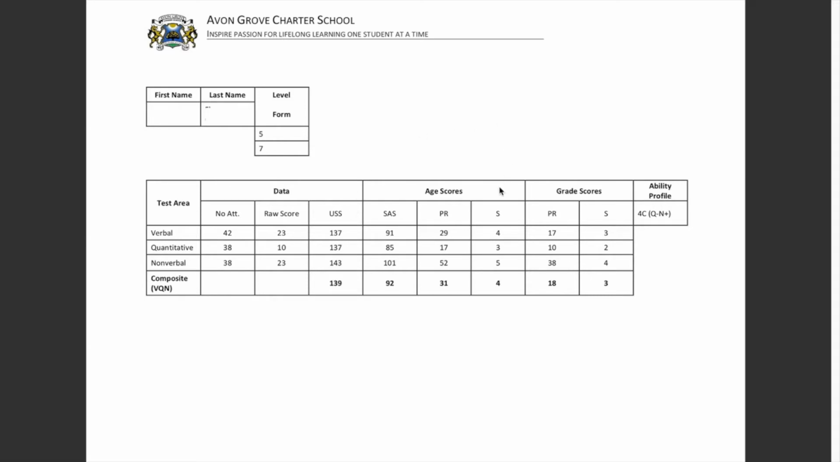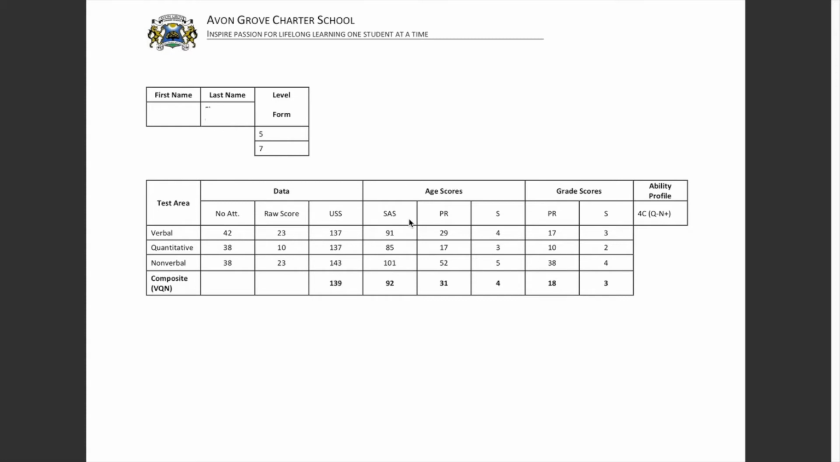The best information for parents on this data table really lies within the age and grade scores. So the first column in the age scores area is the standard age score. This standard age score is a normalized standard scale score for each battery, and then also the composite average. This scale score has a mean or an average value of 100.